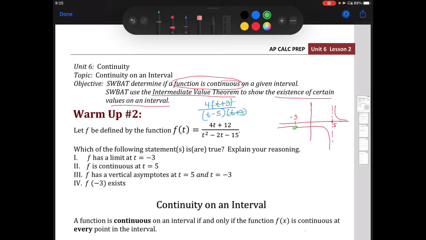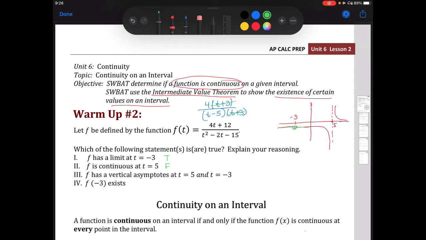So let's answer all those choices. Which of the following statements are true? Explain your reasoning. f has a limit at t equals -3. So let's check. From the left, I'm approaching -3. From the right, also I'm approaching -3. So yes, f has a limit at t equals -3. It's true. f is continuous at t equals 5. It is not continuous. It's false because we have a vertical asymptote there.